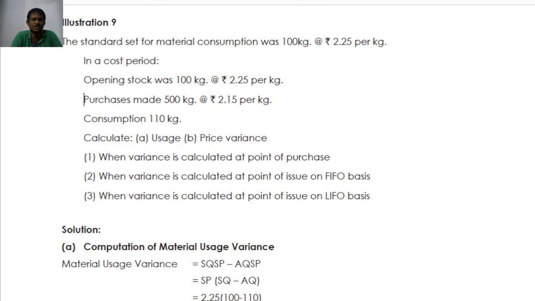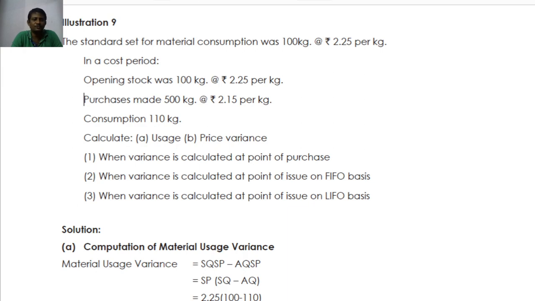FIFO is the stock valuation. While issuing the material, what price do we have to fix for that material? If you have opening stock at a different rate and purchases at a different rate, FIFO means first you should take the existing opening balance, whatever the rate used for it. Remember your material chapter. We will discuss that in a separate class.